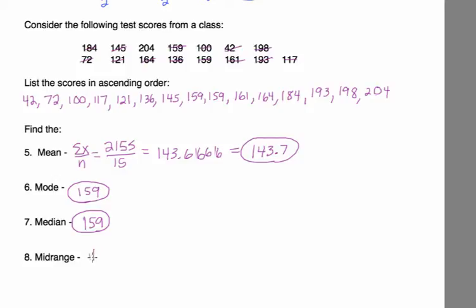Mid-range. High plus low divided by 2. Again, find that on your formula sheet. That's one that you don't often use, so it's not one that you might have memorized. So you need to know how to find it fast when you get to it on your test. These are all measures of central tendency because they describe what happens near the center of our data.